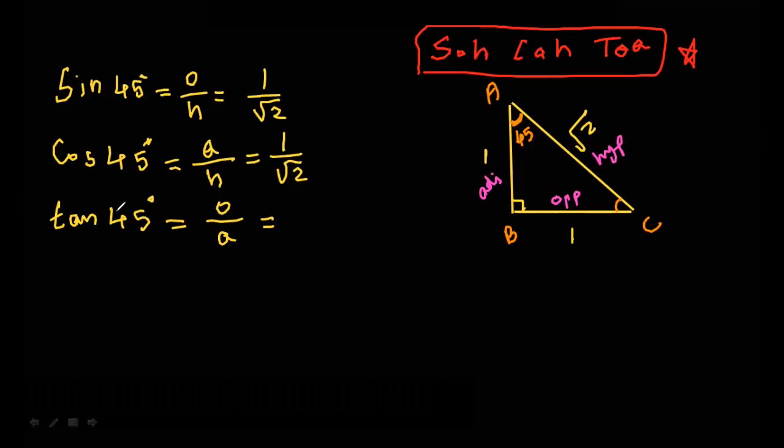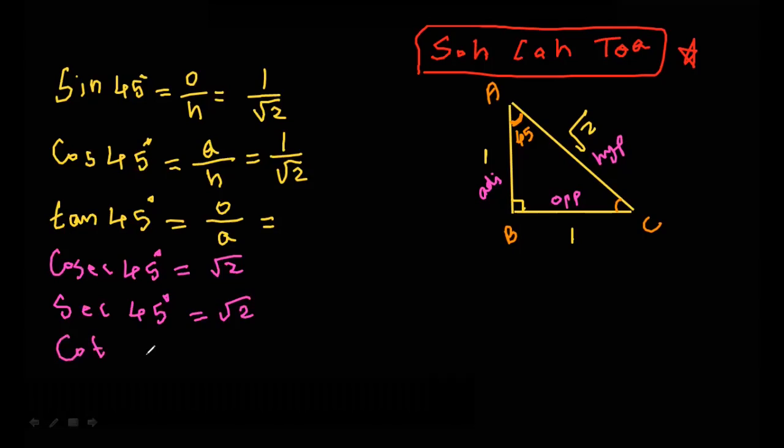Okay. So we got sine, cos, and tan. What is the reciprocal of sine? Reciprocal of sine is cosec. So cosec 45 degree is equal to hypotenuse by opposite. We can directly take it from the triangle. So it is root 2 by 1, that is root 2. Now what is the reciprocal of cos? Reciprocal of cos is sec. So sec 45 degree is the reciprocal of 1 by root 2, that is root 2 by 1, which is root 2.